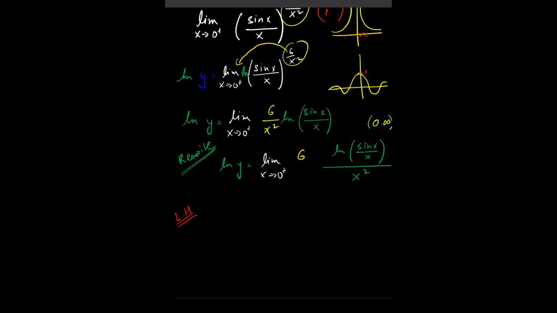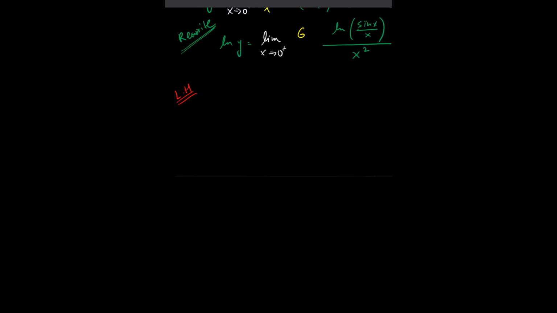we're using L'Hopital's. So we can write this again: the limit of natural log of y equals the limit as x approaches 0 from the right. 6 is just a constant, and if we really think of using L'Hopital's here, we know the derivative of the denominator and we know the derivative of sine of x, right? But if you really think about it, I'm not going to use L'Hopital's.